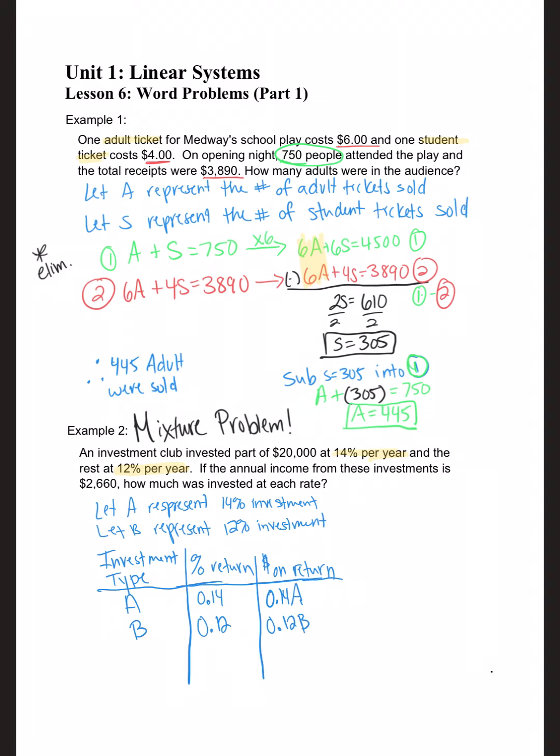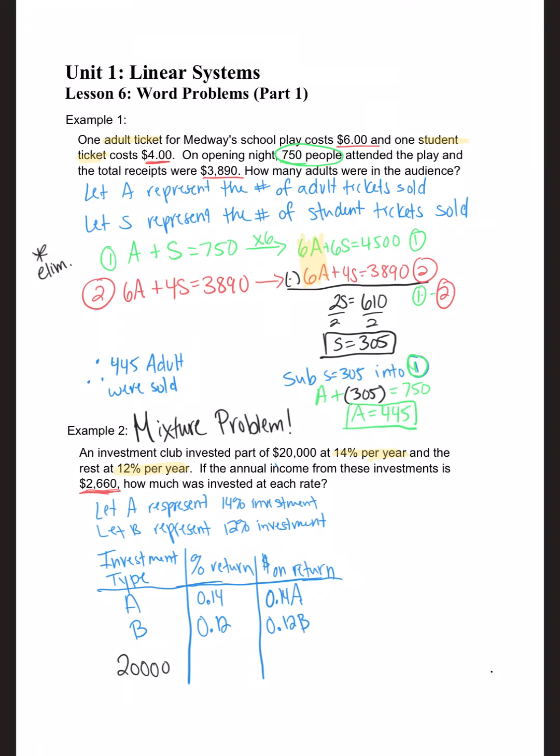So now we have to figure out what these add up to based on what they told us. It says that an investment club invested part of $20,000. So they're basically saying that if we were to take A and B, the total amount here would be $20,000. Okay, so we have investment A and B. We're going to add those together to create a $20,000 investment. We also know that if we were to add the return we get on each of these investments, then that return is going to be $2,660.